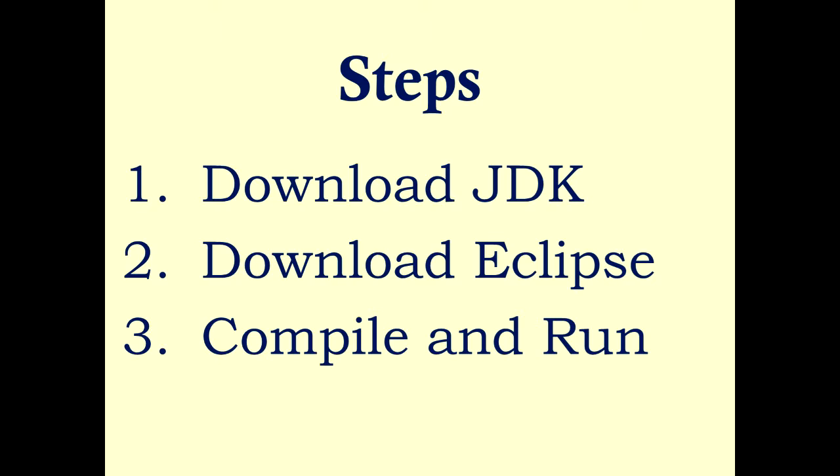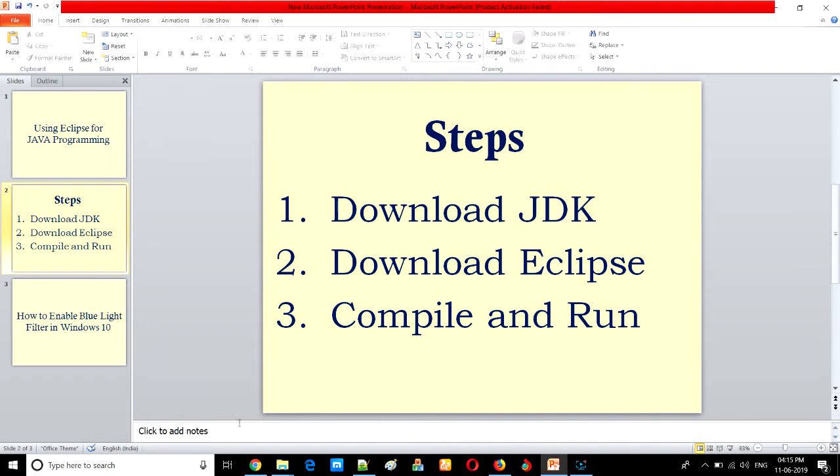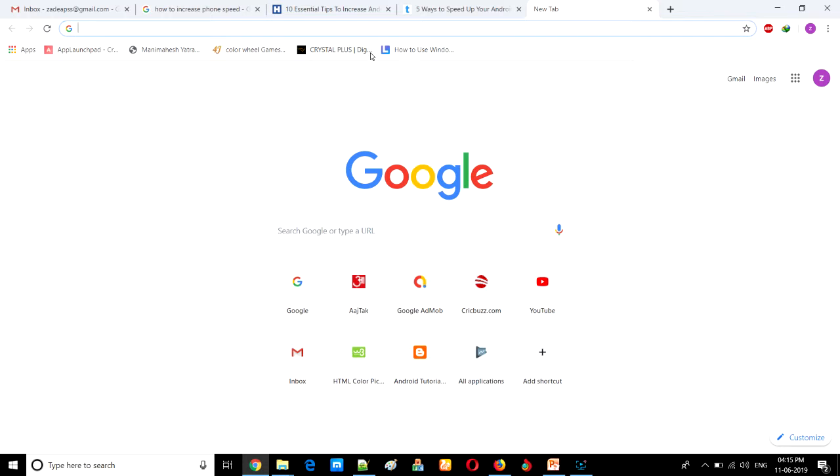So first off, we have to download JDK and install it. If you have already installed JDK in your PC, there is no need to download it. Then we have to download Eclipse. Then we will open Eclipse and learn how to compile and run a Java program. So first of all, let's download Eclipse.